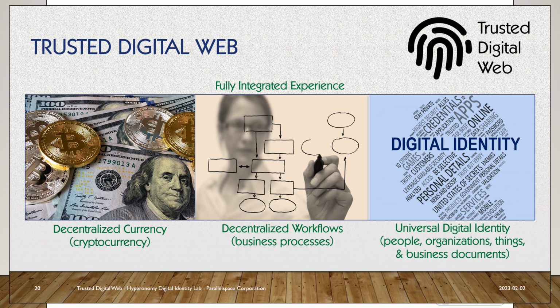The intermediate project, in fact, really the parent project for Web 7.0, is something called the Trusted Digital Web. That's where I took those concepts I talked about on the previous slide and said there are really 3 points on the triangle that we need to integrate together into a fully integrated experience. The idea of decentralized currency, on the right, decentralized or universal digital identity, and in the middle, decentralized workflows. And it's the culmination of these 3 aspects and the refinement of those that have given us Web 7.0.